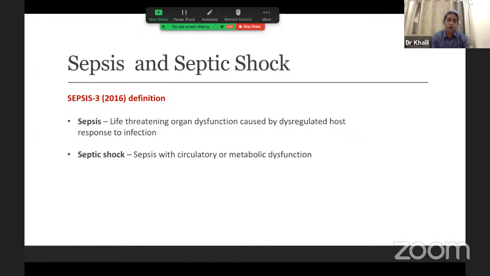So depending on our traditional teaching, we used to classify it as cold shock when the extremities appear cold, when the pulses are feeble, when the cap refill time is prolonged, or warm shock when the extremities are warm, cap refill time is flash, and pulses are bounding. But this clinical differentiation of shock into cold and warm can be erroneous. It has been seen that most of the time what we think as a cold shock may not be cold. So there are specific ways to determine it.